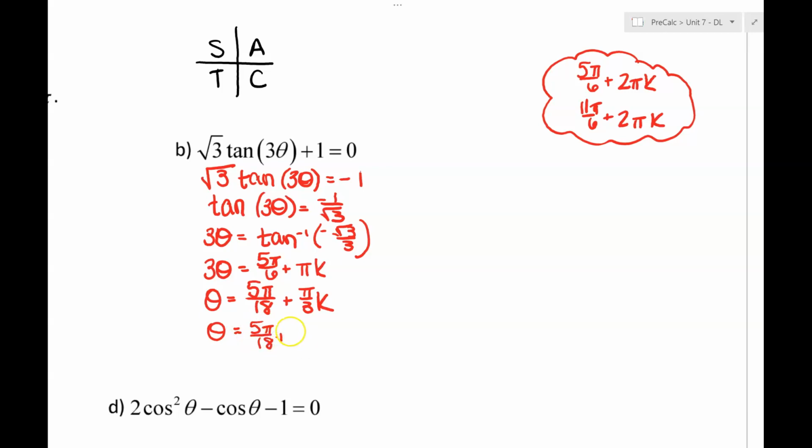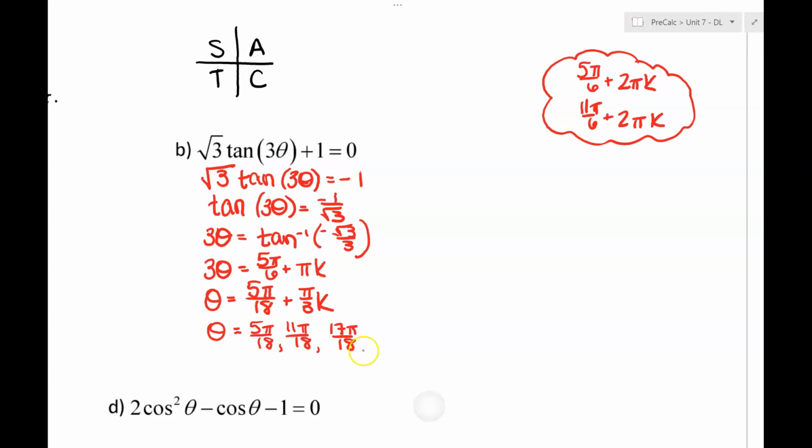And then we're going to add pi over 3 because that's how often it occurs. Okay, we need common denominators, which is 18. So 6 pi over 18, which gives us 11 pi over 18. Let's keep adding 6 pi over 18, we get 17 pi over 18. And right then and there, I'm going to stop because, or should we keep going?